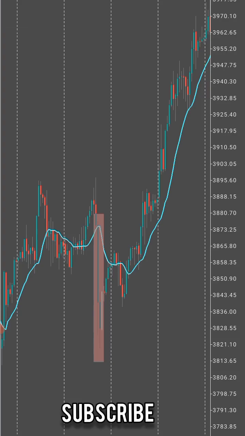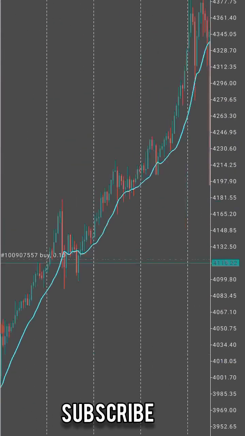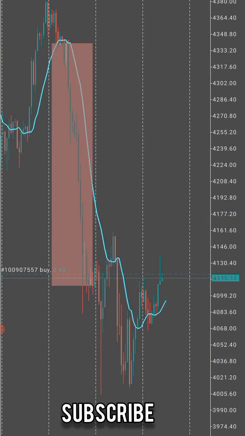Look at it. That is how gold is. If gold starts moving, it's as if gold is mad. This is because institutions trade gold a lot, and because they trade gold a lot, they put more money in it, and it moves faster. That's why gold is the most volatile pair you can see in the forex market.